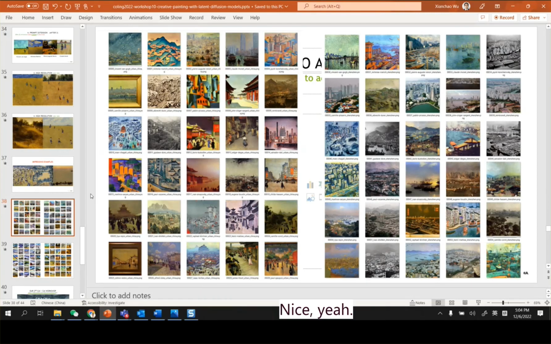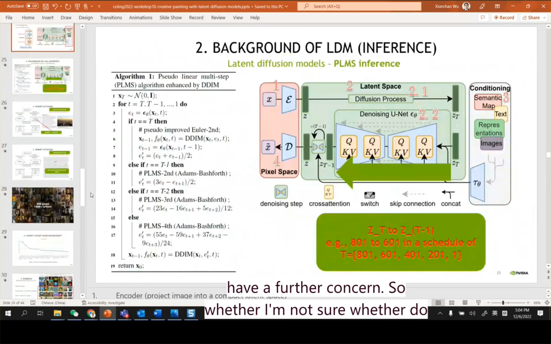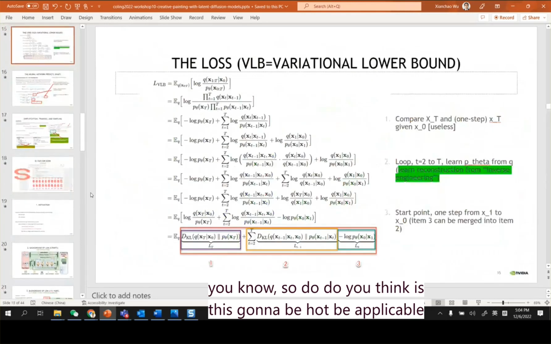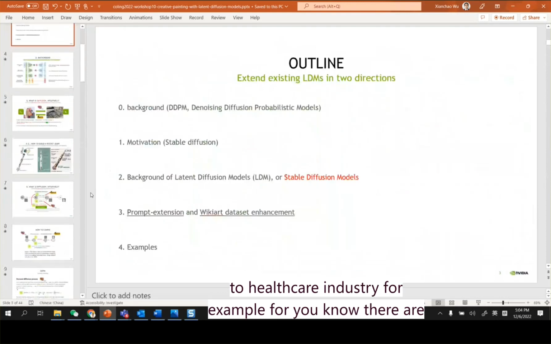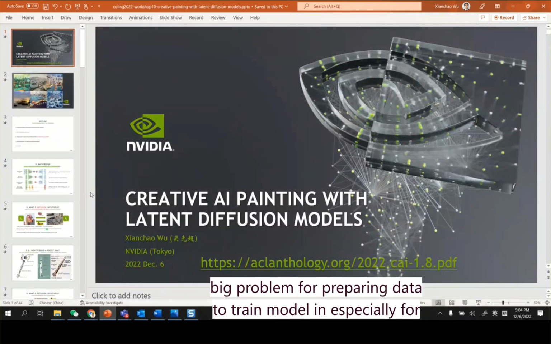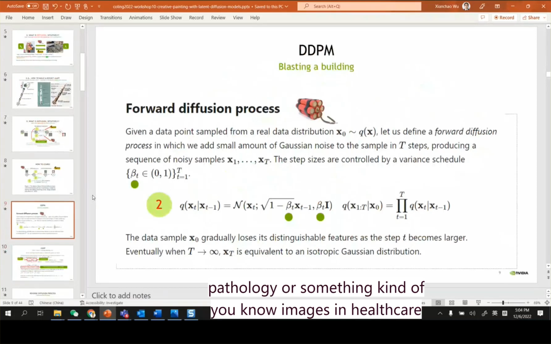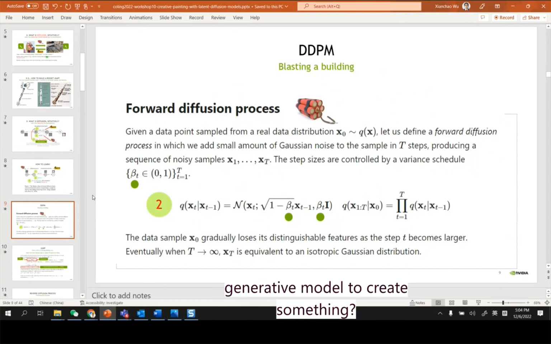Yeah, nice. Also, I have a further concern. Do you think this is going to be applicable to the healthcare industry? For example, there is a big problem in preparing data to train models, especially for pathology and other kinds of images in healthcare. Do you think it is possible to use a generative model to create something?